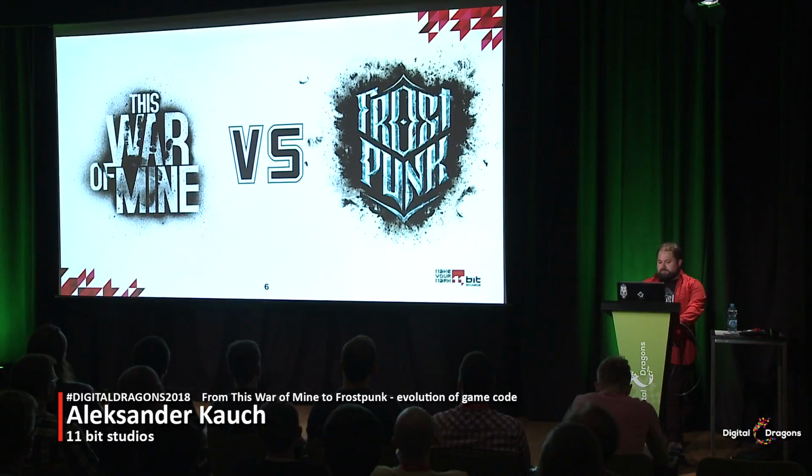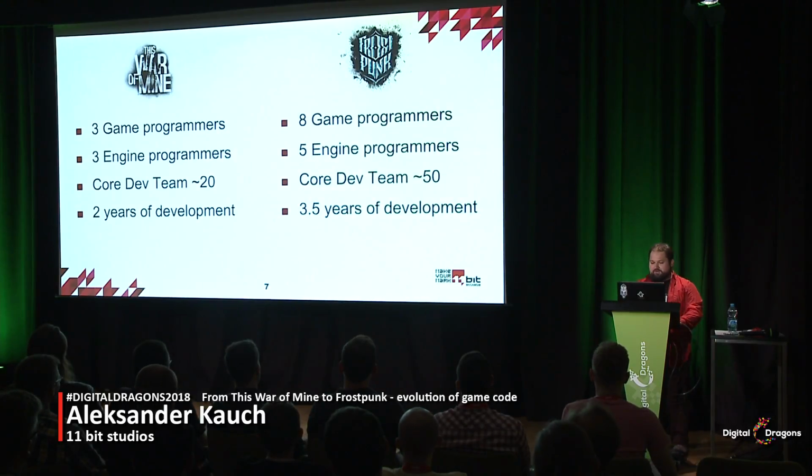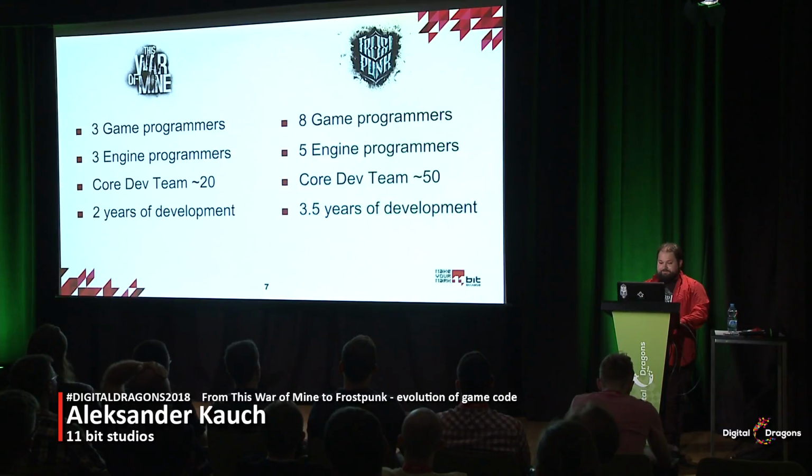So, This War of Mine versus Frostpunk. In This War of Mine, we had 3 game programmers, me included, and Grzegorz Mazur, who is also here, included. We had 3 engine programmers, and our core dev team was around 20 people, and it took us 2 years to make This War of Mine. In Frostpunk, we had 8 game programmers, so the scale is much bigger in that regard. More engine programmers, a core dev team of around 50 people, and it took us 3.5 years to develop Frostpunk.